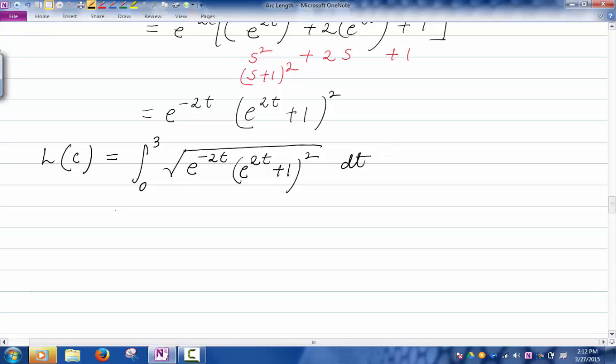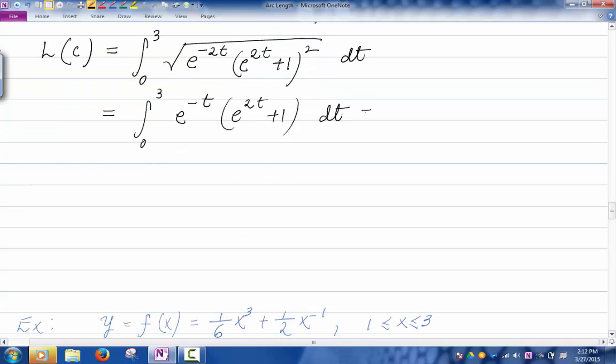And so you can now take the root. Can someone tell me what's the root of e to the negative 2t? Well, you're going to divide the exponent by 2. So you're going to get e to the negative t. And the other one is just going to be e to the 2t plus 1. So I get rid of the square root. Now, what is that equal to? Multiply out, you get e to the t plus e to the negative t when you multiply out.